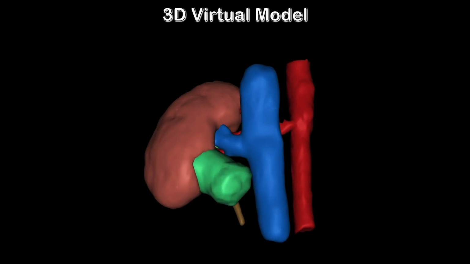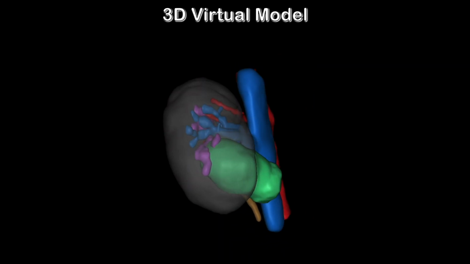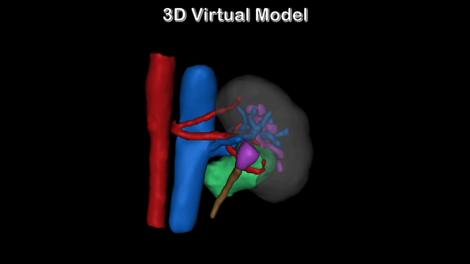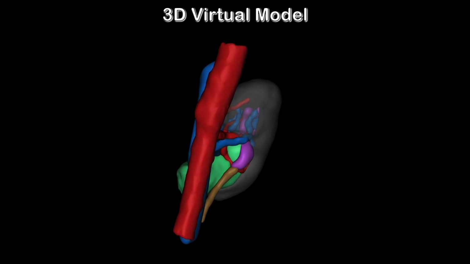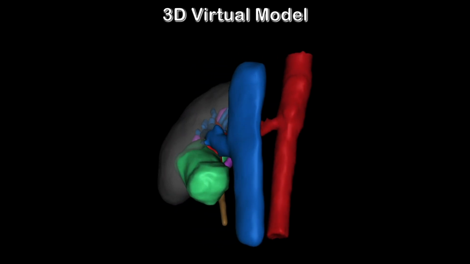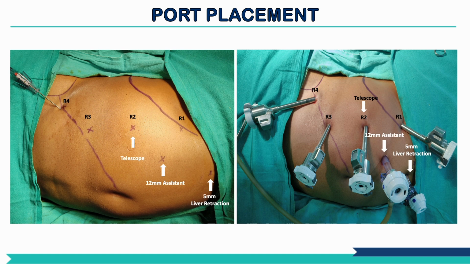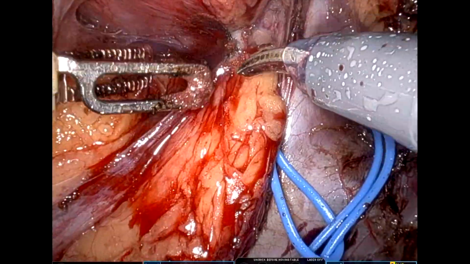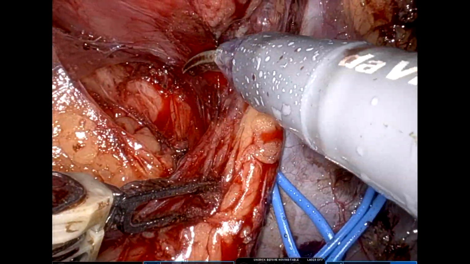A three-dimensional virtual reconstruction of an anatomical model including the mass, the renal parenchyma, the pelvicalyceal system, and the vascular anatomy, showing both extra and intrarenal, arterial and venous branches, was created by Urologic. This is the standard port placement for right partial nephrectomy. The initial step includes hilar dissection and taking control of the renal artery and vein. After this, the tumor was approached.